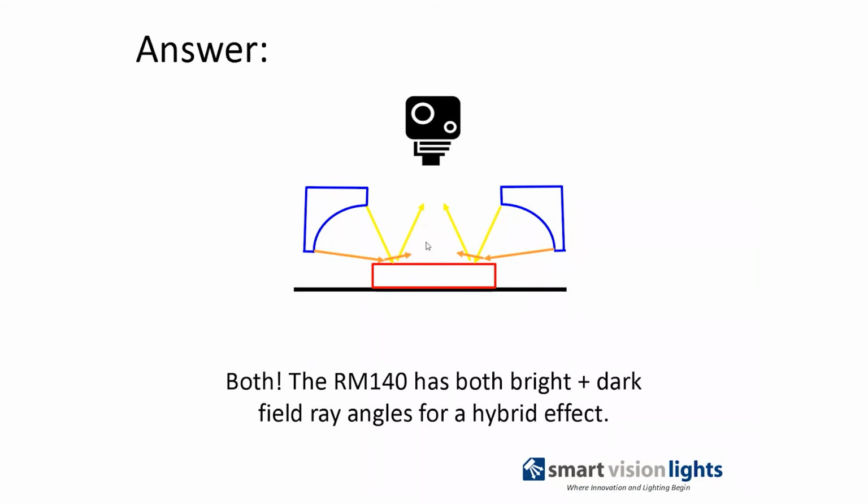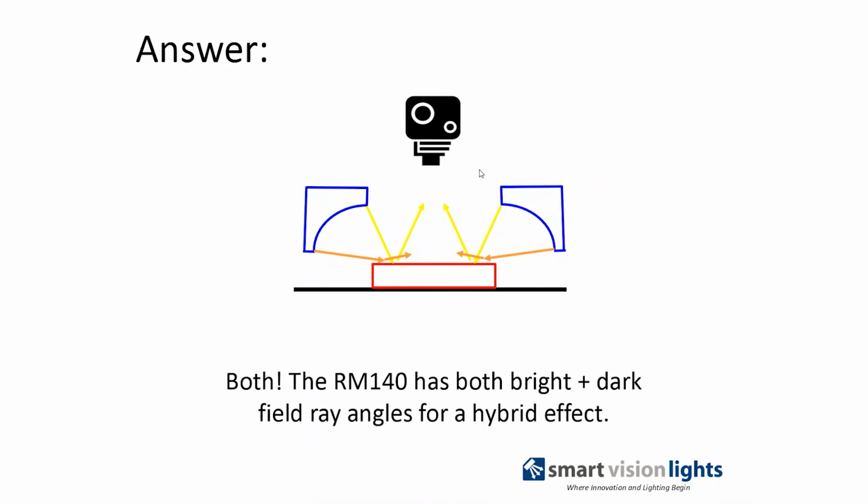Also, the placement of this light, if you look at these two angles relative to the surface you're viewing, can also affect this. So if you place this light closer, you're going to see more of a dark field effect. If you pull this light back, the yellow angles are going to become the dominant angles, and the darker orange ones are going to miss as you increase the working distance, and you'll have more of a bright field effect. So it can combine both bright field and dark field lights and create a hybrid effect.